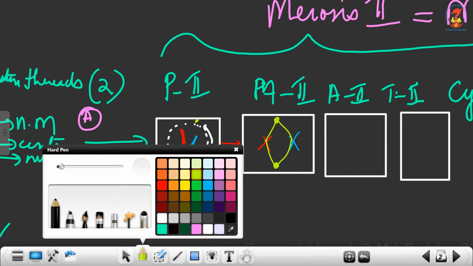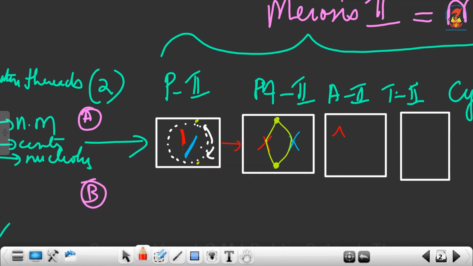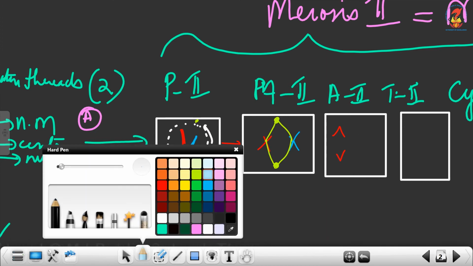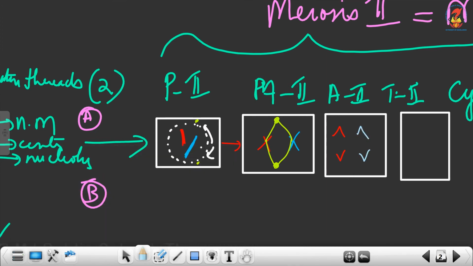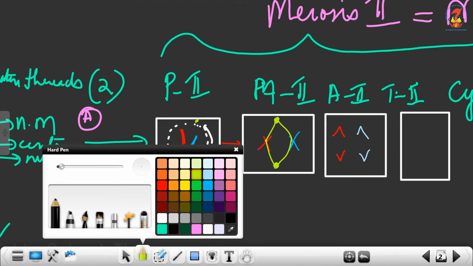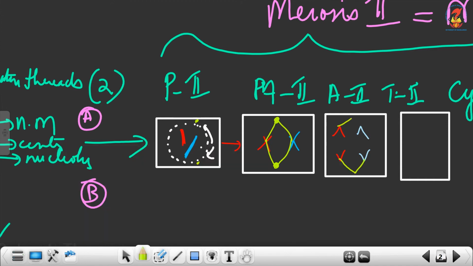Next, anaphase stage, what happens? The chromosomes are being split by the centromere. The red chromosome is split by the centromere and the blue chromosome is also split by the centromere. How is the centromere being split? Because the spindle fibers contract. The spindle fibers arising from the centrioles contract, splitting the centromere, thereby the chromatids separate and move to the opposite poles.